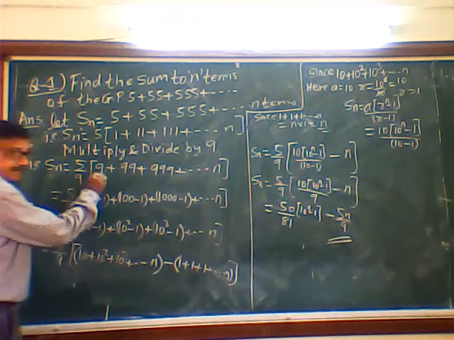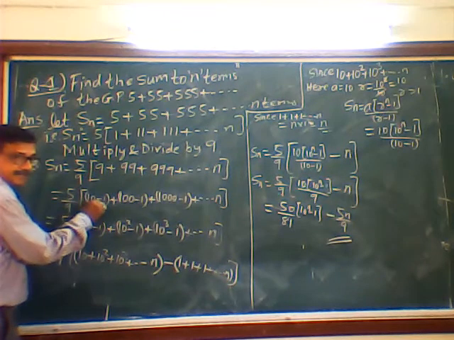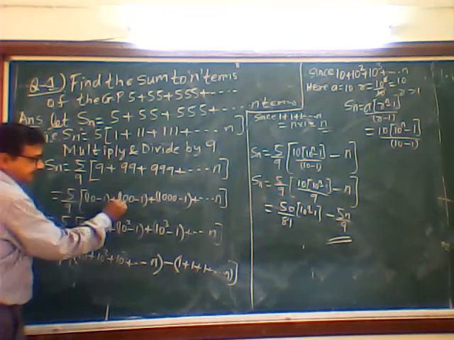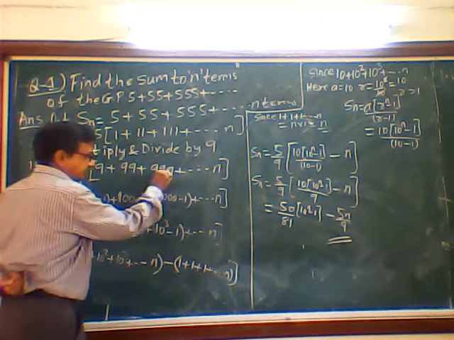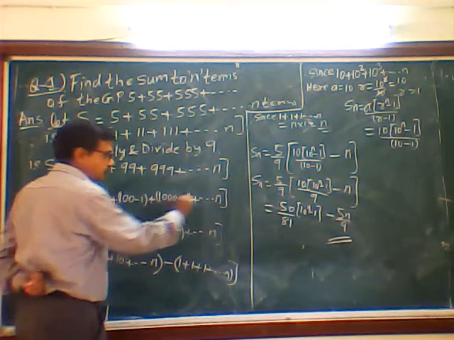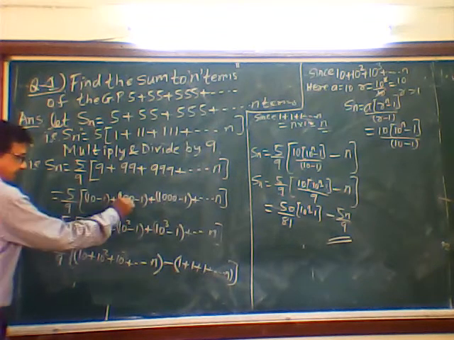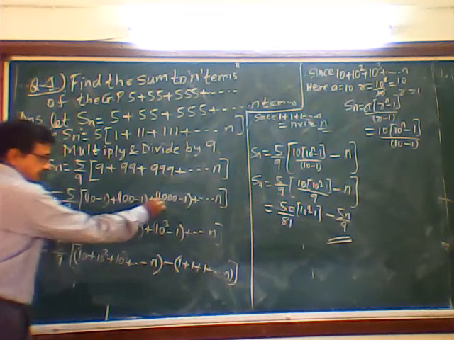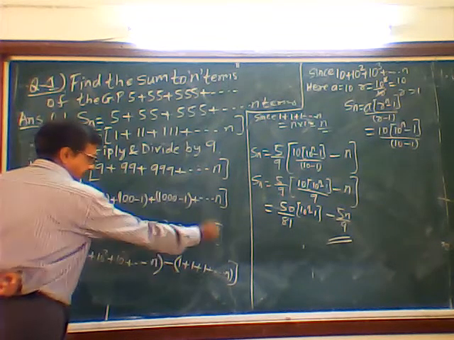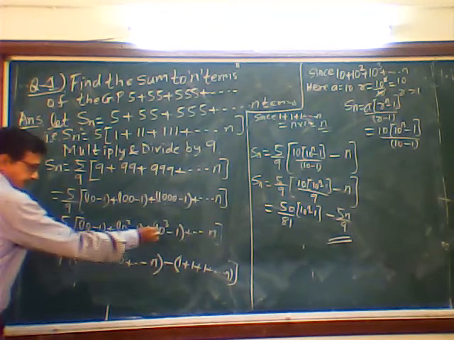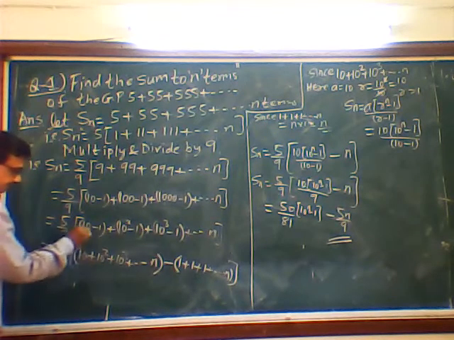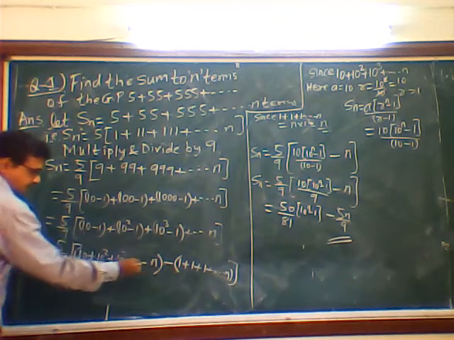After that I wrote 9 as 10 minus 1, 99 as 100 minus 1, and 999 as 1000 minus 1. Then 10 as it is, 100 becomes 10 square, and this becomes 10 cube minus 1 as it is. Then what have I done? I have written the 10 series on one side: 10 plus 10 square plus 10 cube plus dot dot.